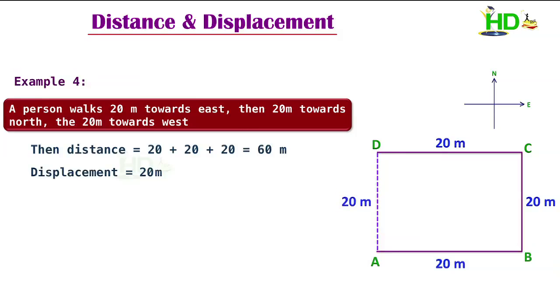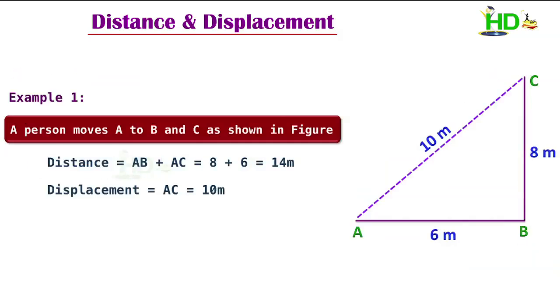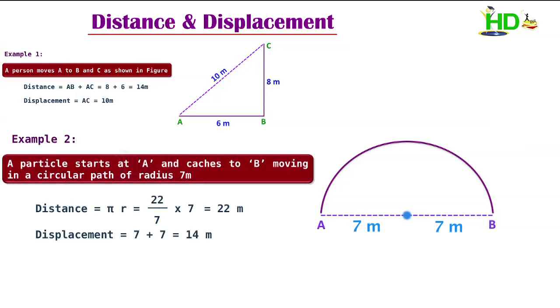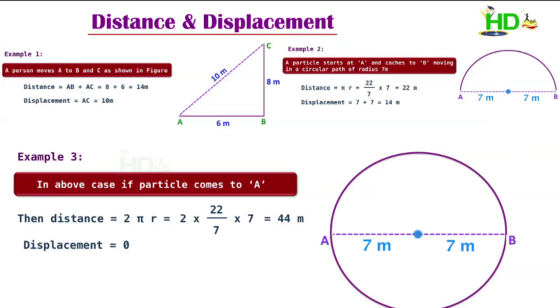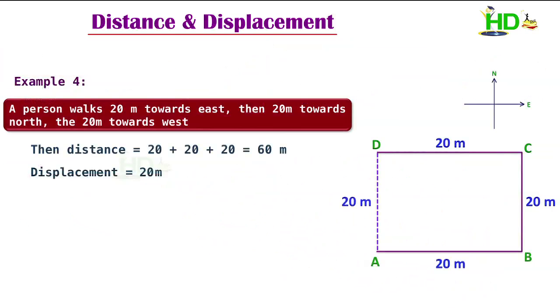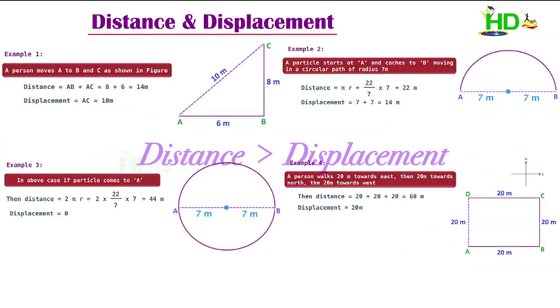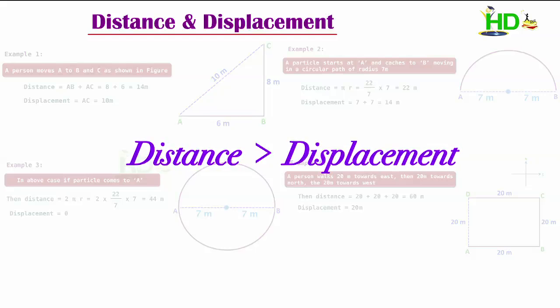In all the above examples, what are we observing? Always distance is greater compared to displacement. Take the first example: the distance is 14 meter and the displacement is 10 meter. In the second example, the distance is 22 meter and the displacement is 14 meter. In the third example, the distance is 44 meter and the displacement is 0. And in the fourth example, the distance is 60 meter and the displacement is 20 meter. That is, distance is always greater than displacement.